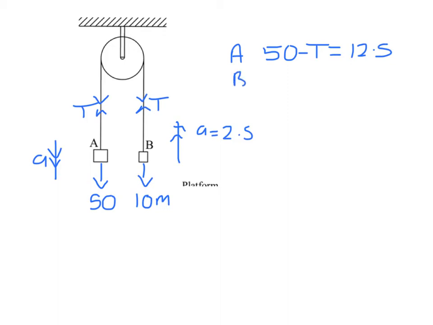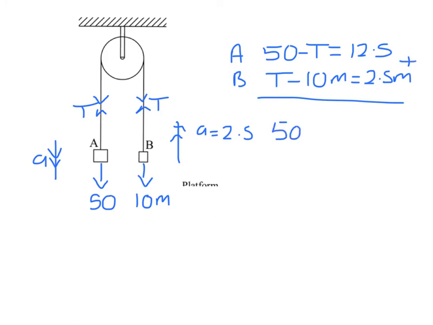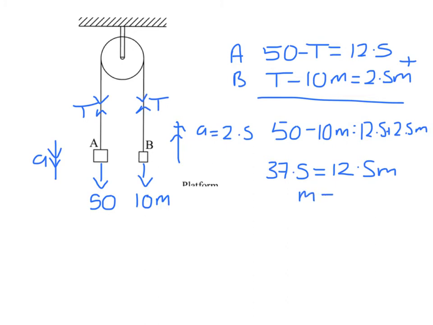If we look at B, then the resultant force is T minus 10m, and that will have to equal 2.5m. Adding those two equations together, the T's cancel out, and we have that 50 minus 10m equals 12.5 plus 2.5m. So we bring everything together. 50 minus 12.5 is 37.5, and that has to equal 12.5m. So m must be 3 kilograms.